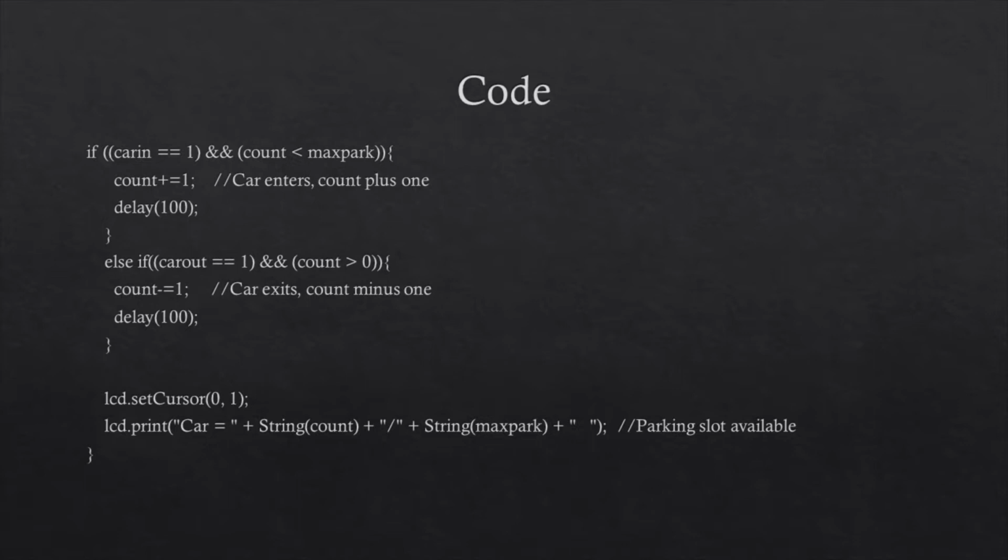As for car out, it's actually the same. The only difference is that whenever car out is pushed, count equals count minus 1, and we also have a delay of 100 there. As for the last part, you can see that we print the number of cars over 100, which is the maximum car parking slots available. And we are going to show our circuit connection of our project and also the demo of our system.